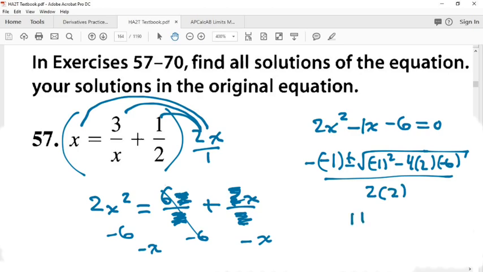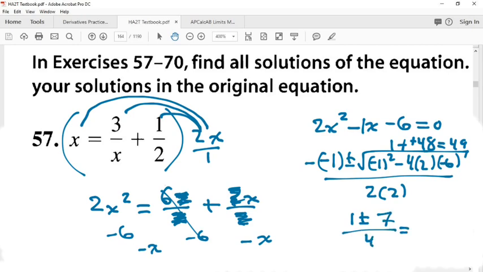Negative b, negative 1, is 1, plus or minus. Let's go to the party and see what happens. This is our party. We have negative 1 squared, which is 1, minus, what is 4 times 2 times negative 6? 4 times 2 is 8, times negative 6 is negative 48. But those add together, and I get 49. You guys know what the square root of 49 is? 7. And then I have 4 on the bottom.